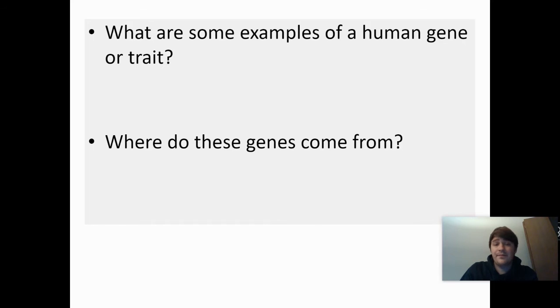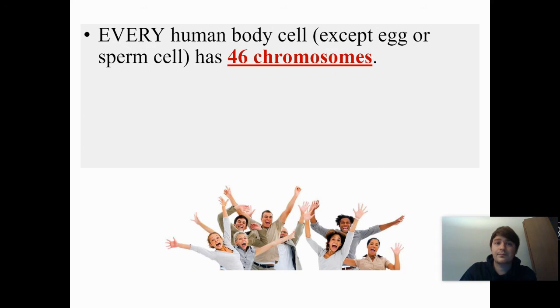Where do they come from? They come from our chromosomes. So again, every human body cell, except a sperm or egg, has 46 chromosomes. That should be the goal. We always get 46 chromosomes. That's what we're looking for. 23 from mom, 23 from dad.